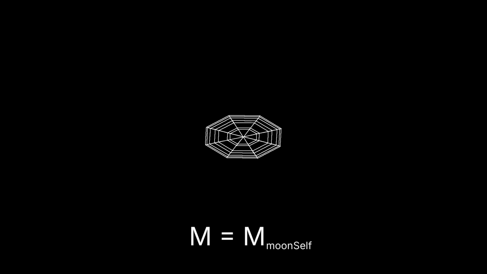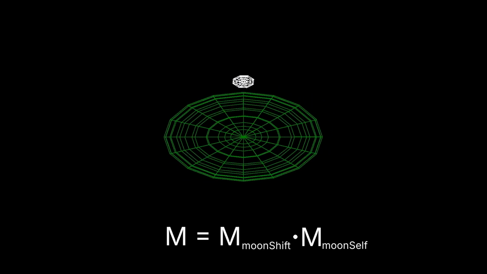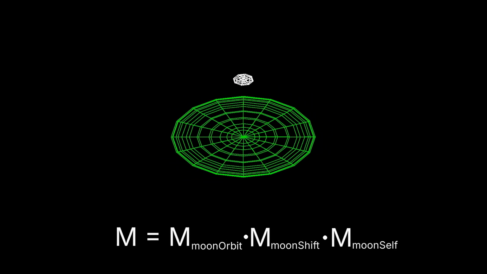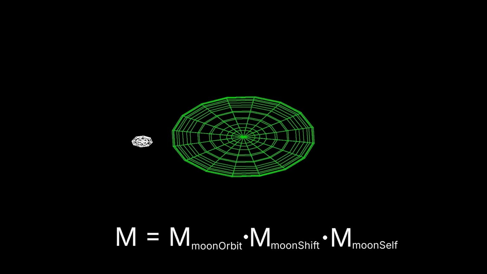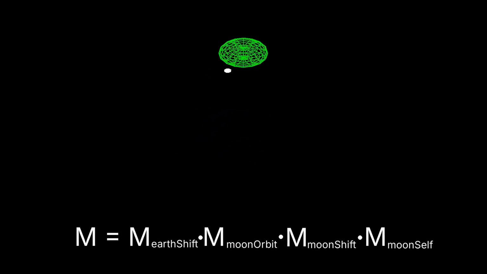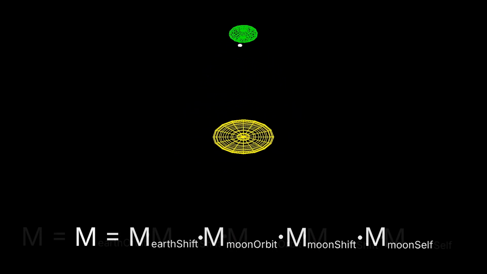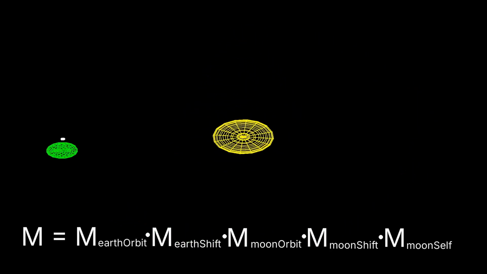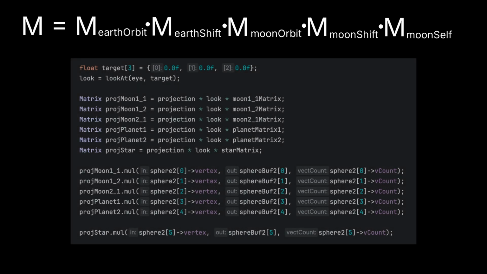Then we rotate it around its own axis, move it away from the Earth, rotate it around the Earth, move everything to the Earth orbit, and finally rotate around the Sun. Order matters. The first operation is on the right, the last one is on the left. Once we build this matrix, we can apply it on any point on the moon.